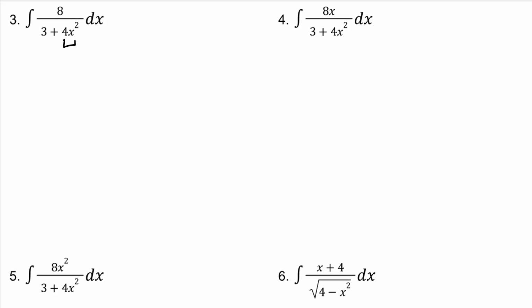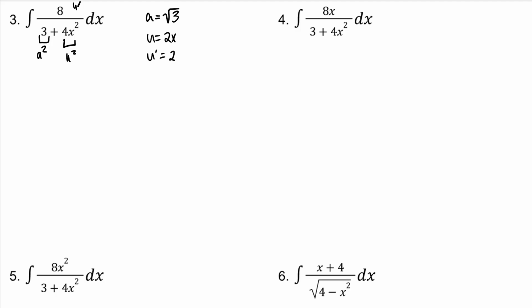Number 3 looks like it might be an arctan one. So our function of x would be u squared. This would be a squared, and we're looking for u prime to be in the numerator. A would be root 3. U is 2x, making u prime 2. Okay, we have u prime in the numerator. We just have too much. We have 2 times 4 in the numerator.